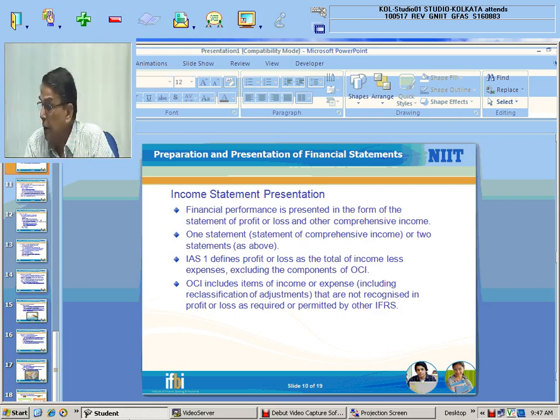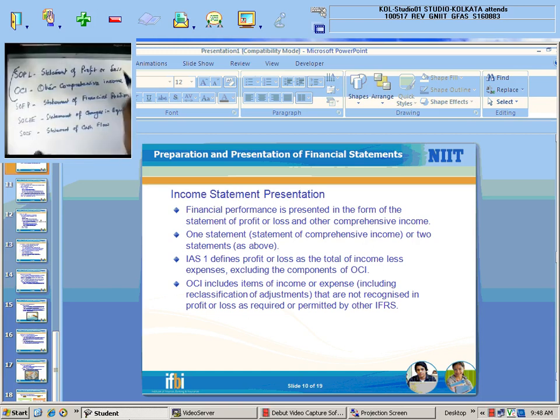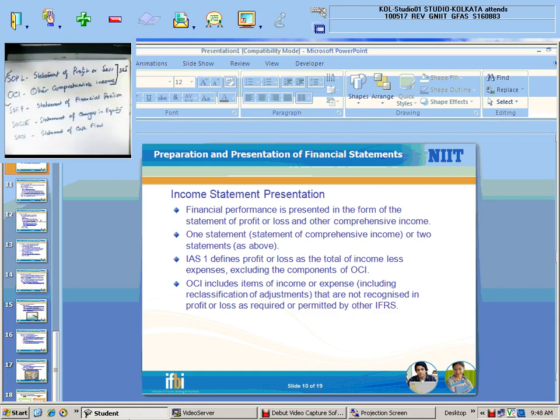One statement, statement of comprehensive income. When we combine SOPL and OCI, we can create one statement which is called statement of comprehensive income, or SCI. So one statement, statement of comprehensive income, or two statements. That is a choice of the reporting entity, either to present one single statement called statement of comprehensive income which combines both the statement of profit or loss and other comprehensive income, or they can present two different statements.